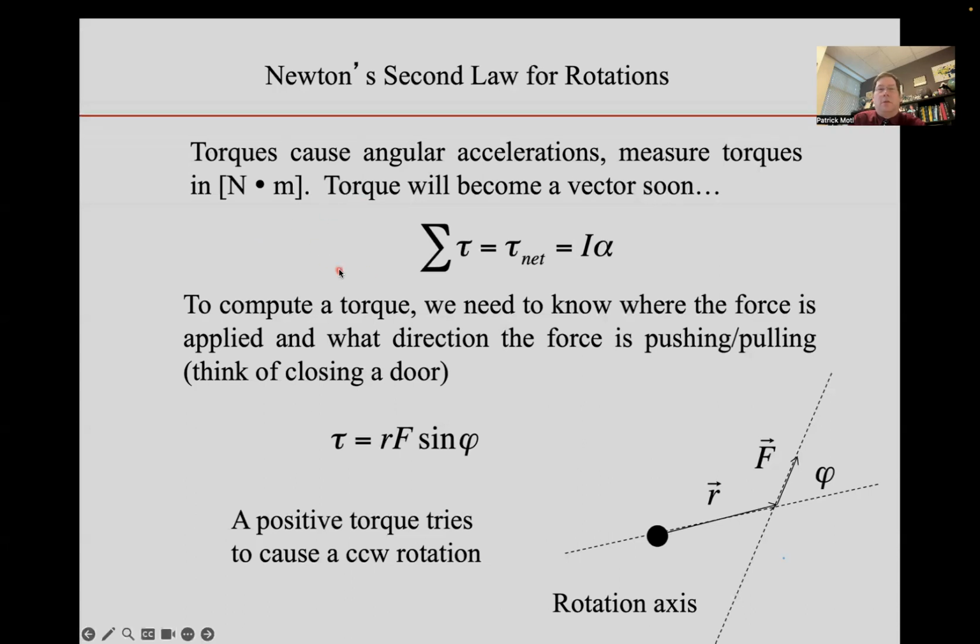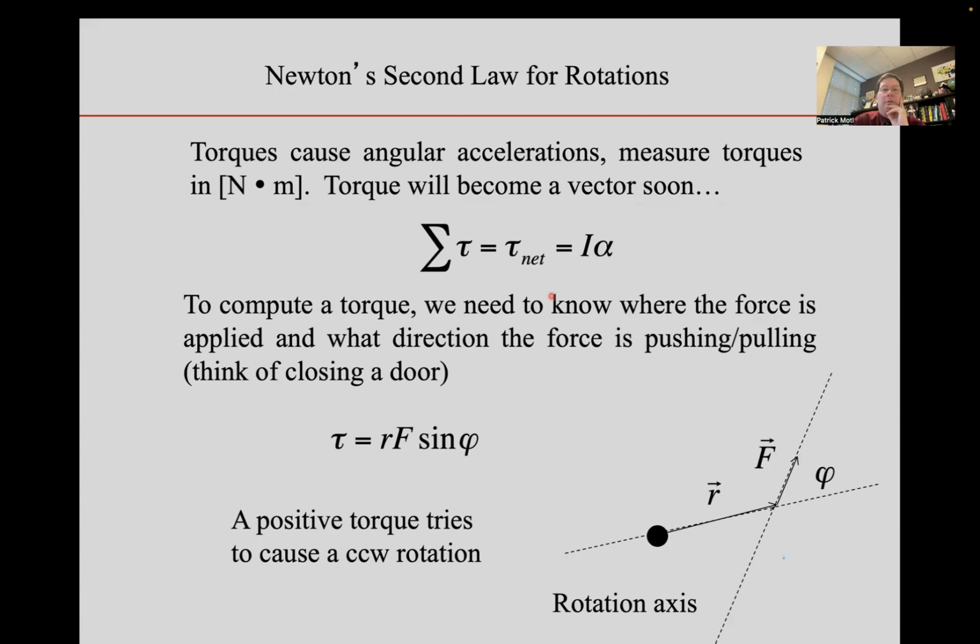For rotations, it is a little bit more complicated because not only do we have to keep track of forces, but where those forces are applied relative to a rotation axis. That means that instead of the sum of the forces, we're going to do something called the sum of the torques to get the net torque acting on an object about a rotation axis. And that is equal to the rotational inertia, which is how the mass is distributed relative to the rotation axis, times an angular acceleration, alpha.